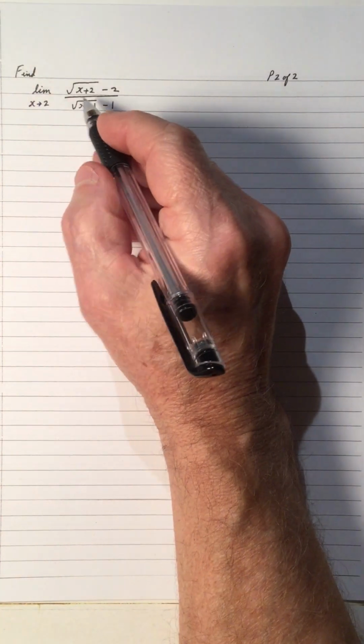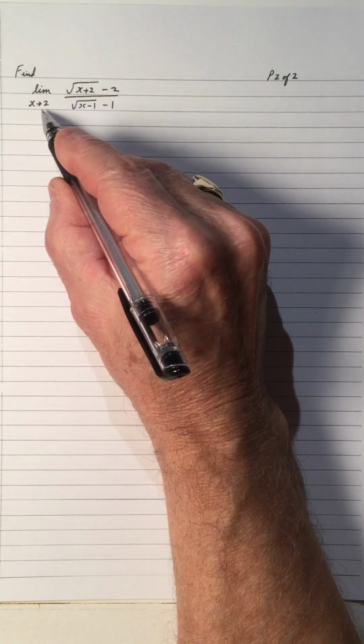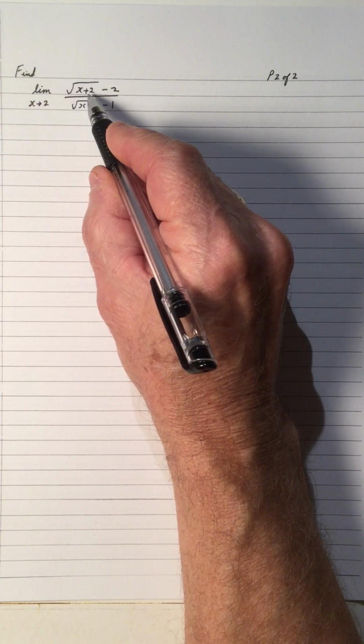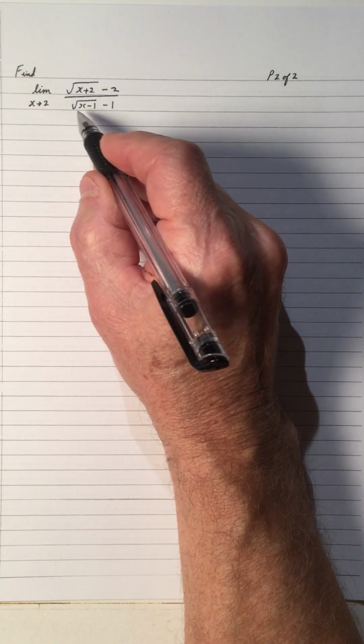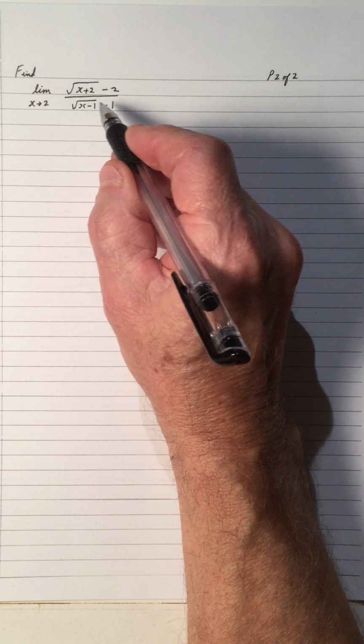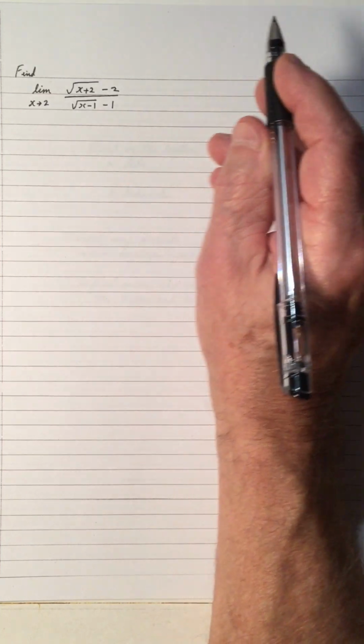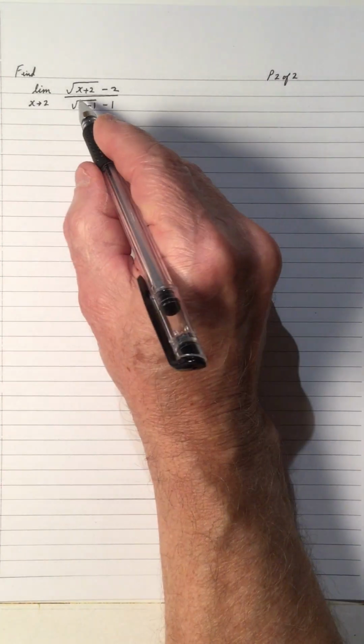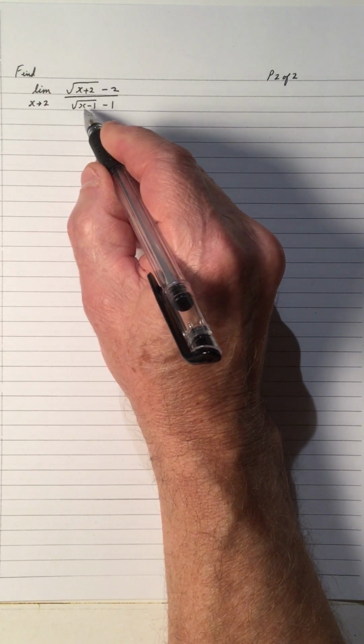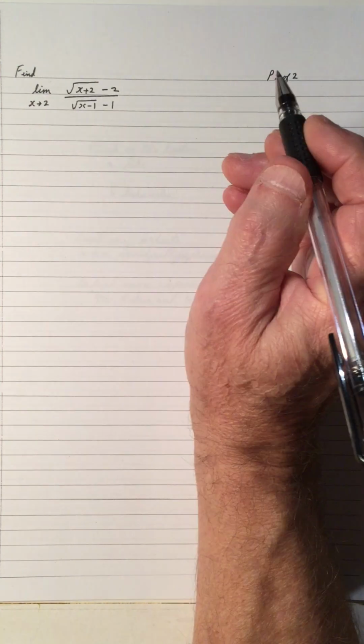So I have one extra problem here, and that's to find the limit as x approaches 2 of the square root of x plus 2 minus 2, divided by the square root of x minus 1 minus 1. Notice we have a root in the denominator and the numerator.